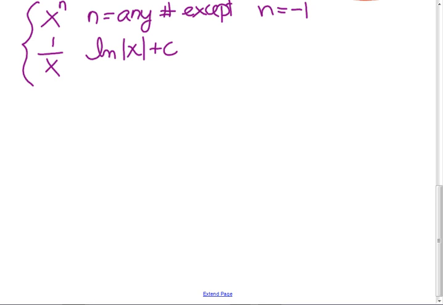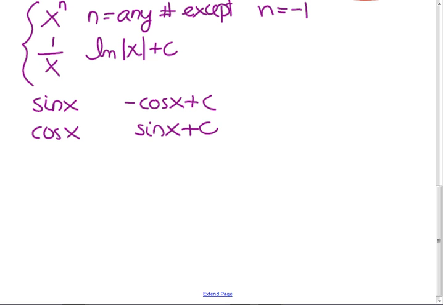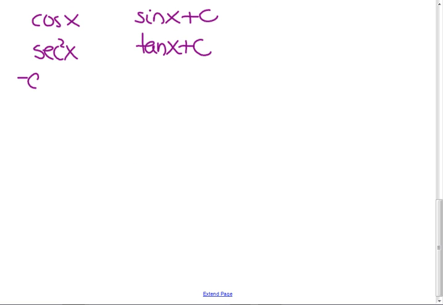What else do we know? We know the sine of x, which gives you negative cosine of x plus c. We know cosine of x, which is what? Sine of x plus c. We know secant squared, tangent of x plus c. We know negative, or let's make it positive, cosecant squared of x, which is negative cotangent of x plus c.